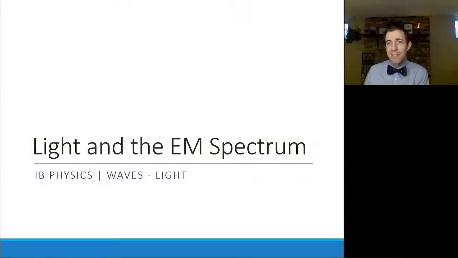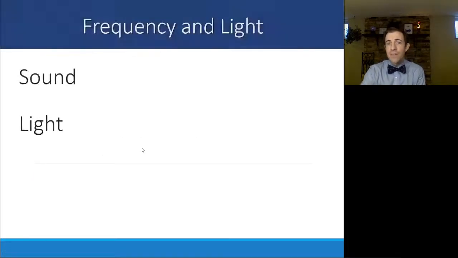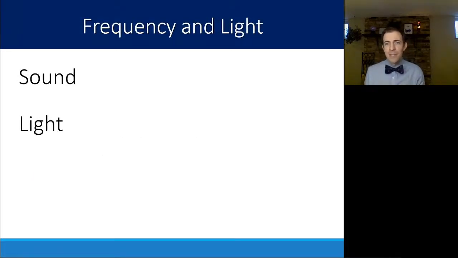So far in this waves unit, we've been looking at properties and how to calculate them for waves, but also specific examples pertaining to sound. In this video, we're going to extend that focus to light and also talk about the electromagnetic spectrum and all the different types of waves that are included within that. To start us off, let's make a comparison between sound and light.